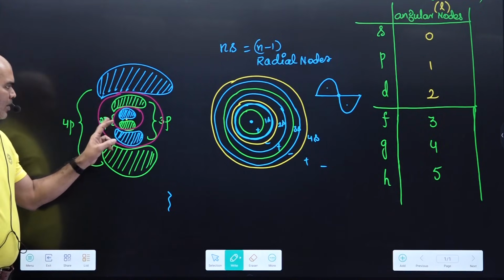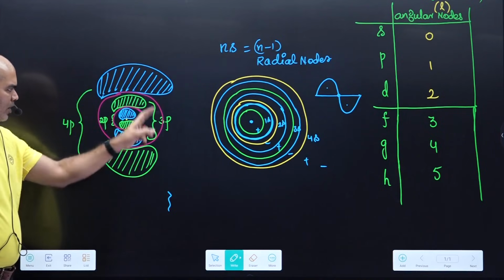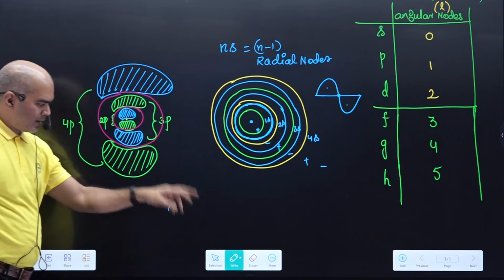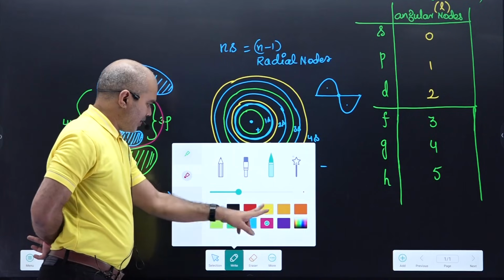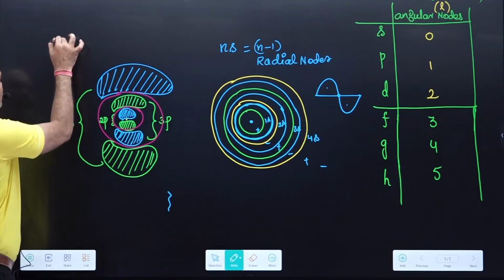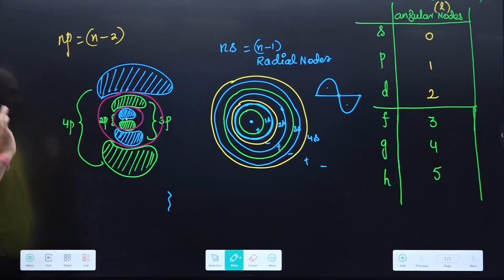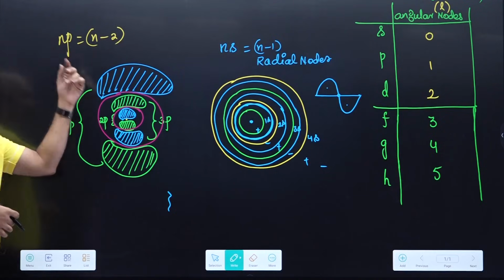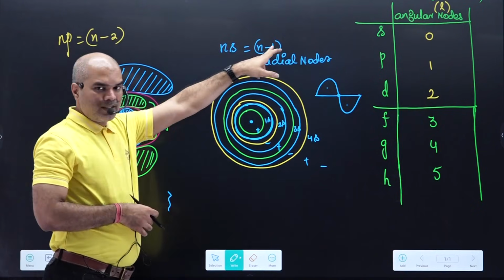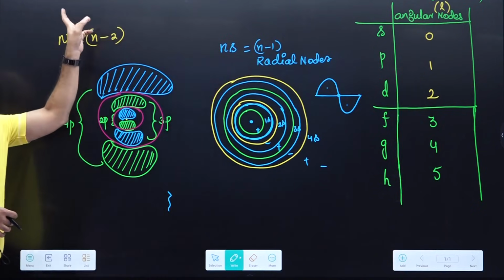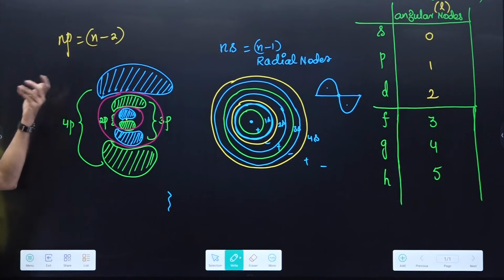So how many total number of radial nodes for np? If I take np, n minus 2. Hope you got the logic now. I need not draw d orbital, we need not discuss f orbital. How many number of angular nodes for s? N minus 1. For p, n minus 2. Suppose if I give you d, that should be n minus 3, n minus 4 and so on. So we'll conclude.